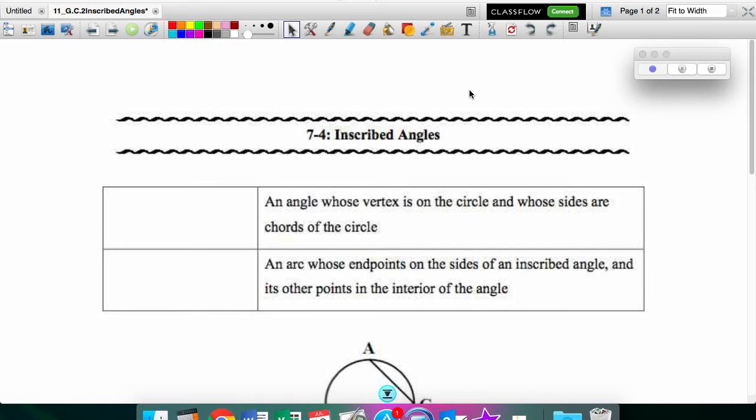Section 7 footnotes are all about inscribed angles. We'll start off the section with two definitions. The first, an angle whose vertex is on the circle and whose sides are chords of the circle, is called an inscribed angle.